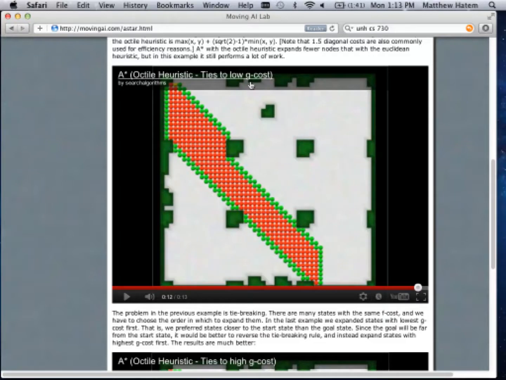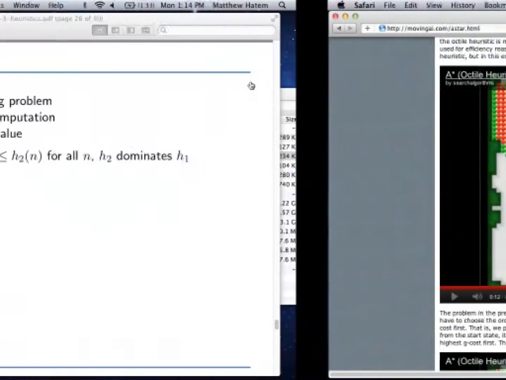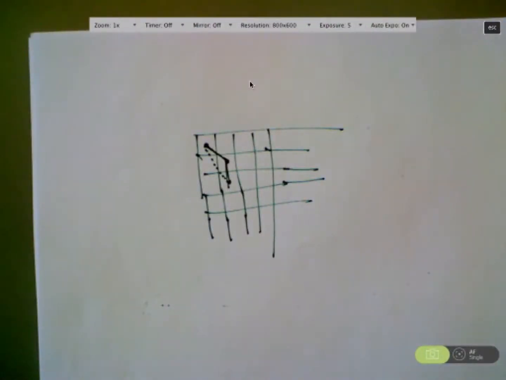Why? If you have 2 nodes that have the same f cost, picking the one that has lower g, why is that a bad idea? Tyler. Because the heuristic is still larger, so probably more total moves from there to get to the solution. Yep, that's one way to think about it. That's absolutely one way to think about it.